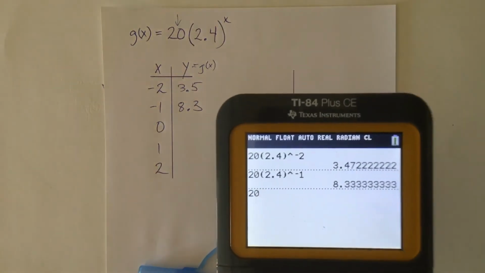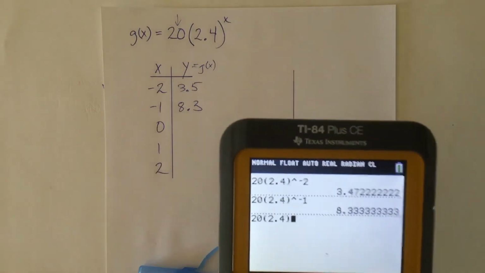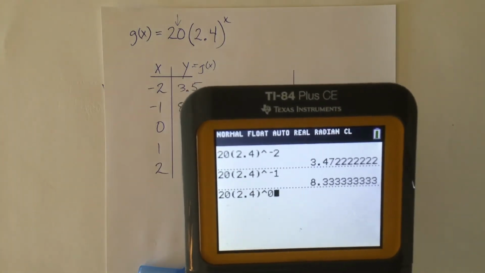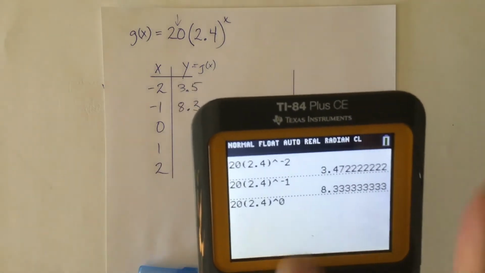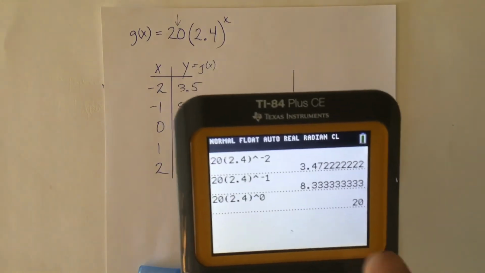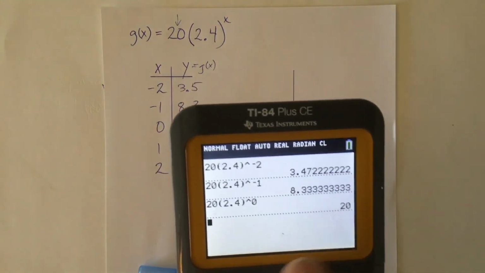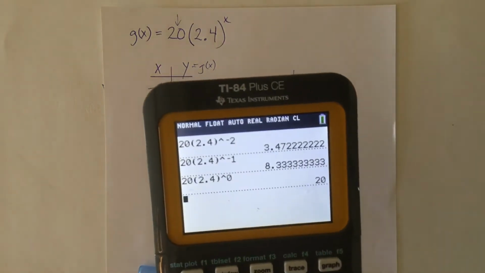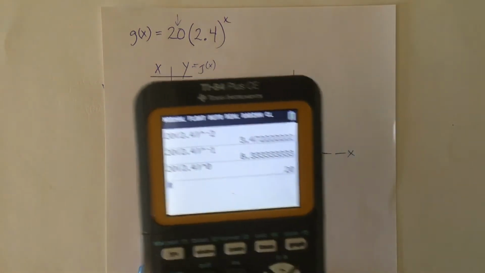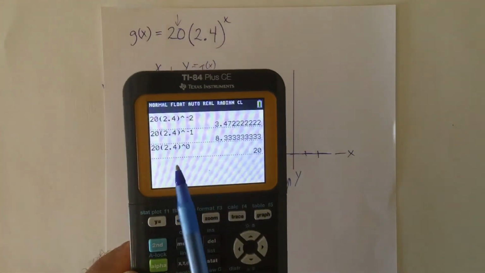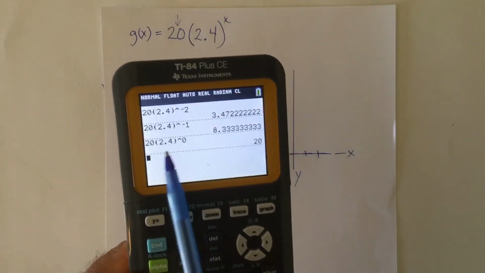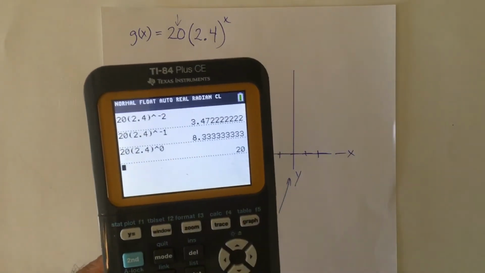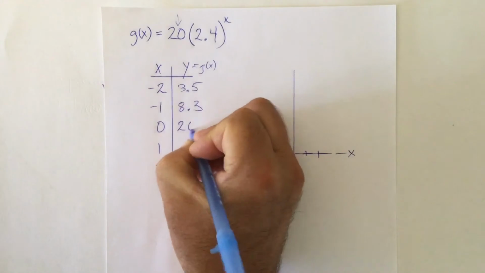20 parentheses 2.4 to the power of 0. Now, what's supposed to come out of here? Anything to the power of 0 is 1. Hey, how come my answer's not 1? Well, because you have a scalar. Your graph is going to be amplified by 20. So order of operations, your calculator is saying this part is the same as 1. Take this to the power and then multiply it by 20. So that's why your answer is 20.